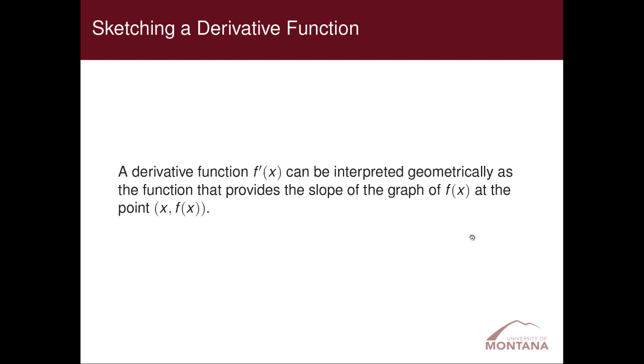Okay, so a derivative function f prime of x. Now notice this is different than f prime of a. In our last section, we talked about the derivative at a point, with a being a specific value of x. Now we're talking about any value of x. So the derivative function f prime of x for any value of x can be interpreted geometrically as the function that provides the slope of the graph of f of x at the point x comma f of x. So we're going to do this by taking a look at a function itself and trying to determine what its derivative function looks like.